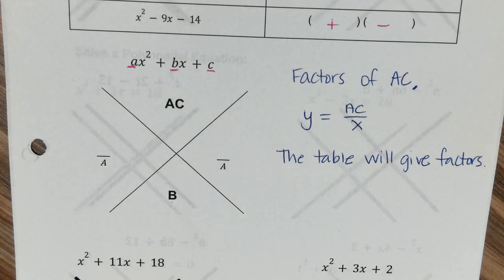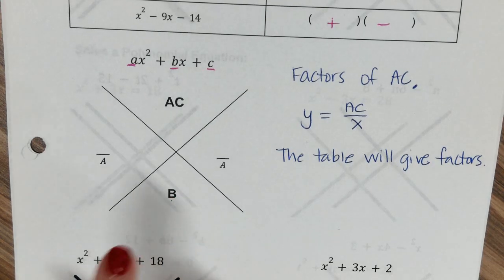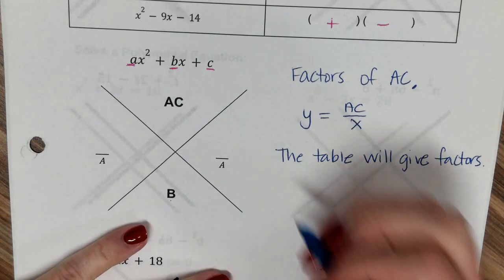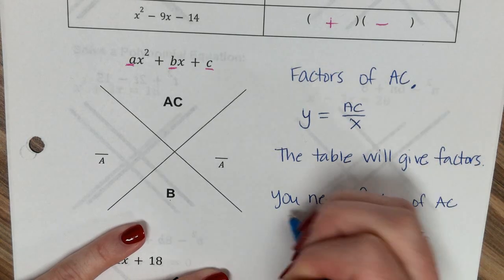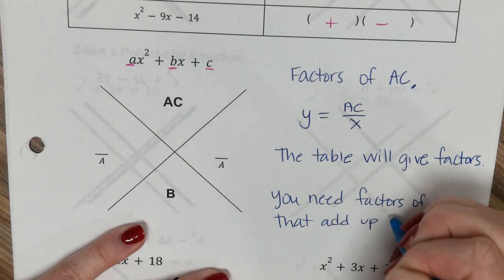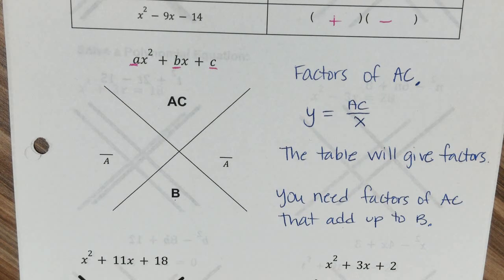And I promise all of this will make sense in a minute. Last of all, to get the B, you're looking for factors of AC that add up to B. So you need factors of AC that add up to the B. Okay, and after we do the first example, it will start to make sense. I know it doesn't make sense right now. That's okay.